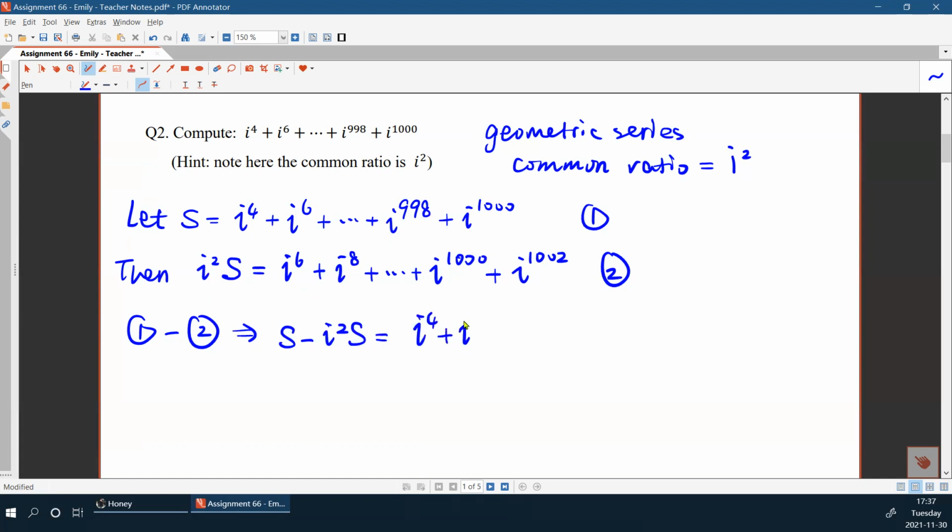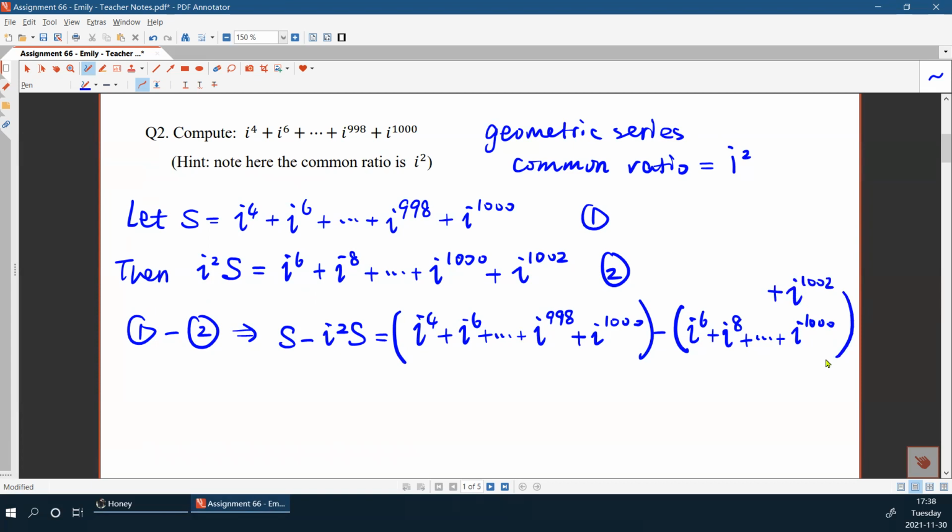i to the power of 4 plus i to the power of 6 plus dot dot dot plus i to the power of 998 plus i to the power of 1000, then subtracted by the second sum, which is i to the power of 6 plus i to the power of 8 plus till i to the power of 1000 and i to the power of 1002. And then on the left side the common factor is S, so we can put it in front, and what's left behind is 1 minus i squared.